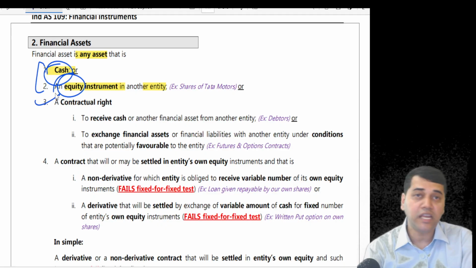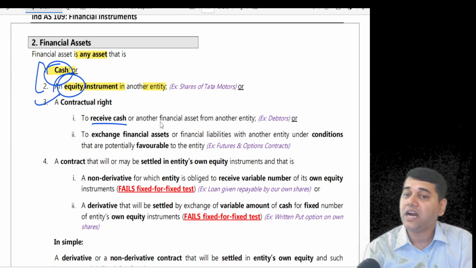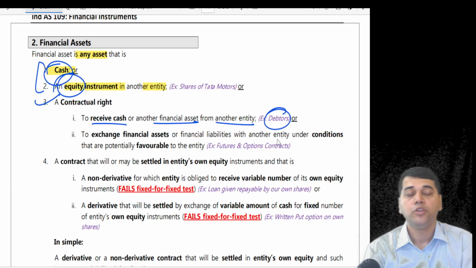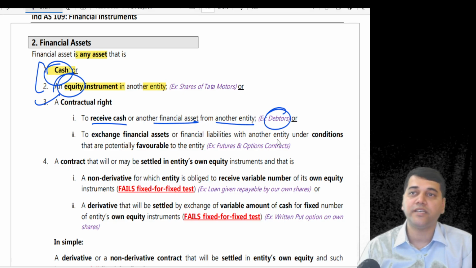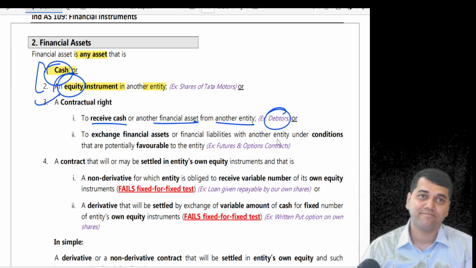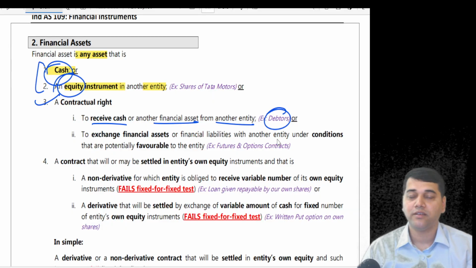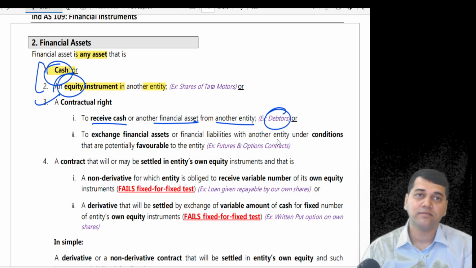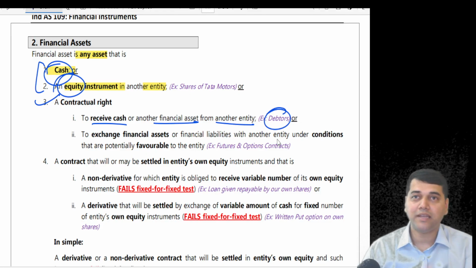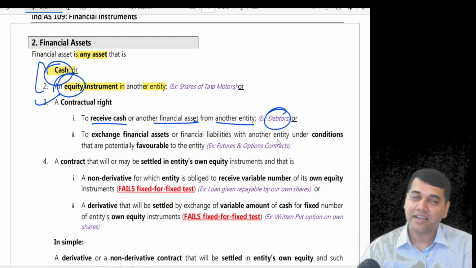Then they said, any contractual right to get the cash or other financial assets from another entity, for example, debtors. You sell some goods on credit. What accounting entry you pass? Debtors to sale. Now, where do you take these sales? P&L. Where do you present these debtors? Balance sheet, okay. In schedule 3. Assets. Under that financial assets.